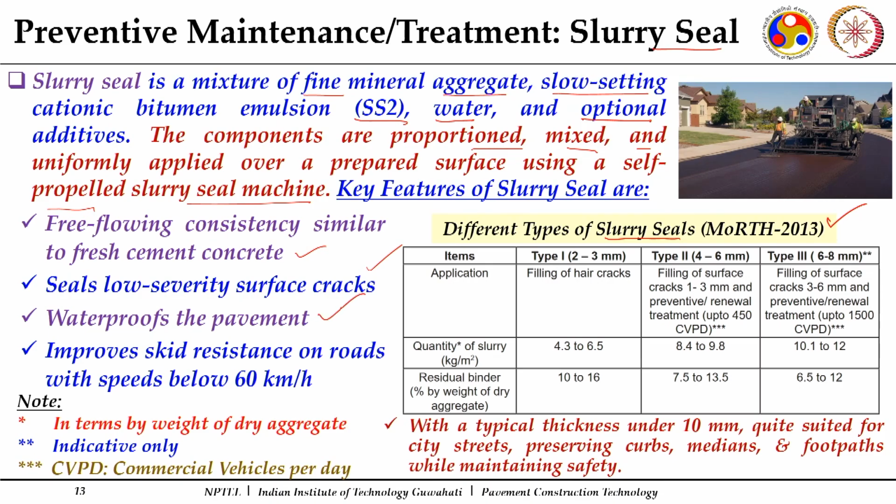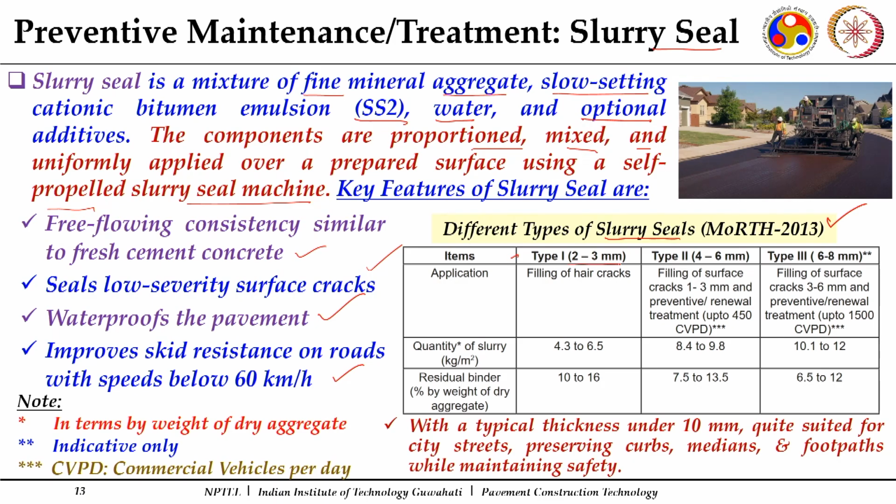It waterproofs the pavement structure. It has a high binder content, so it waterproofs your surface also. It improves skid resistance on roads, typically up to speeds of 60 km per hour. So it can be used in urban sections or low speed roads where low volumes of traffic are there. And you can see there are 3 types of slurry seals recommended by MORTH depending upon the thickness of the applications.